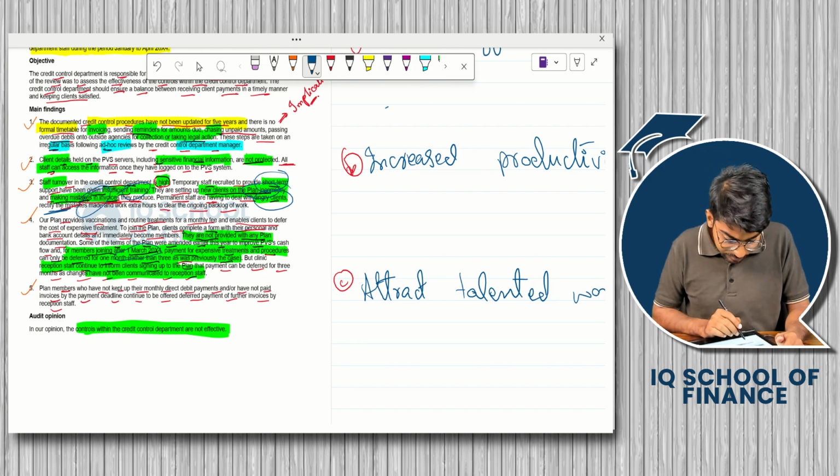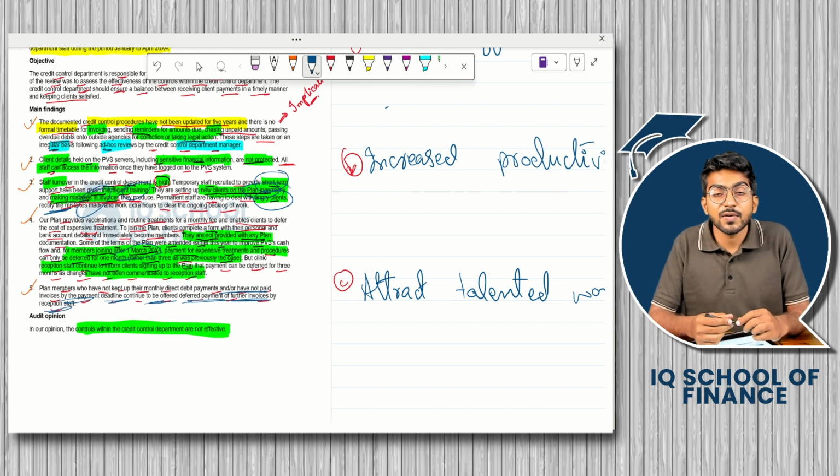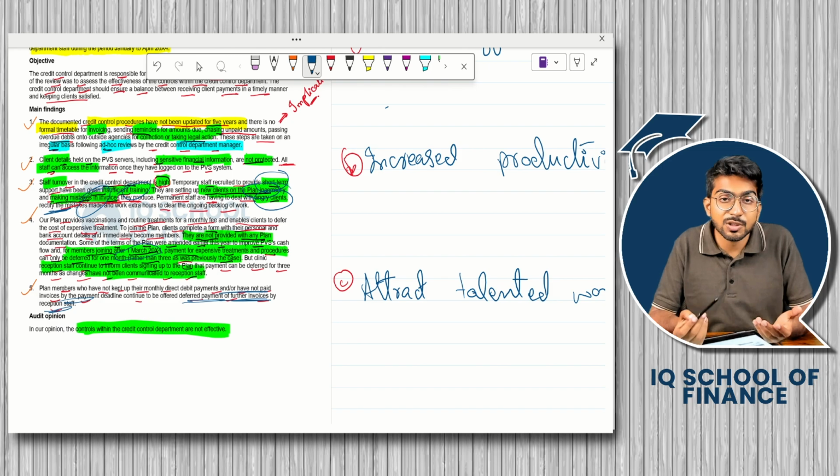And for the last point, that we have plan members who have not kept up their monthly direct debit payment or have not paid invoices by the payment deadline, and continue to be offered deferred payment for further invoices by the reception staff. So those clients or customers who have not cleared their invoices up till now are still offered the deferred payment plan for the subsequent services. This should not happen, as we discussed earlier.